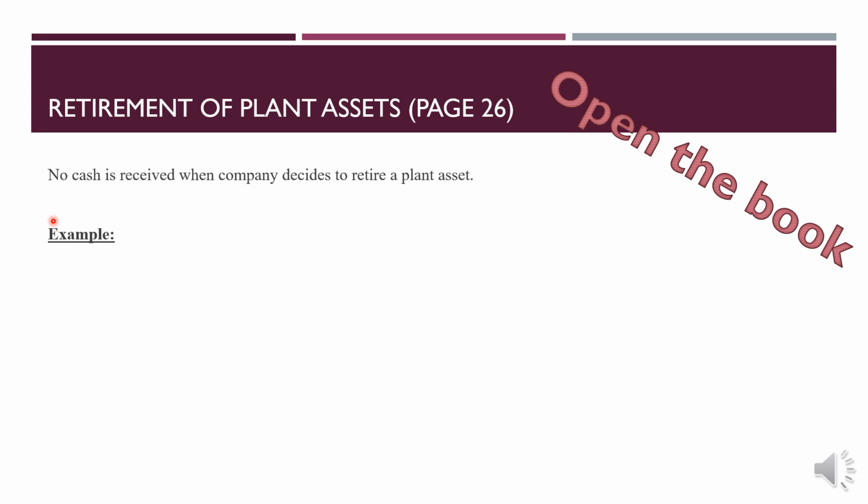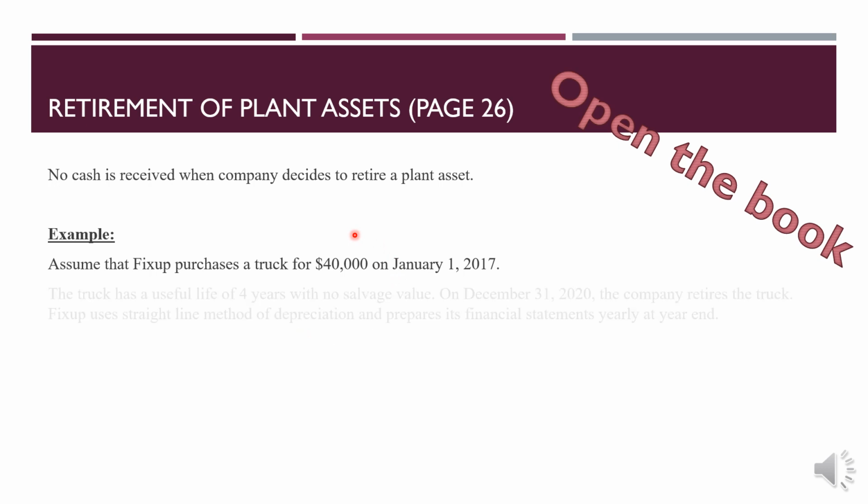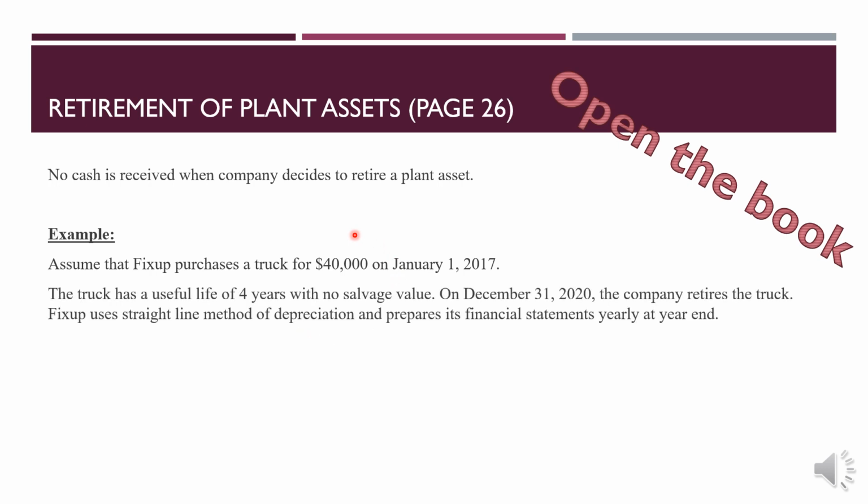An example found on page 26: assume that Fix-Up purchases a truck for $40,000. This is the cost on January 1, 2017. The truck has a useful life of 4 years with no salvage value. On December 31, 2020, the company retires the truck.